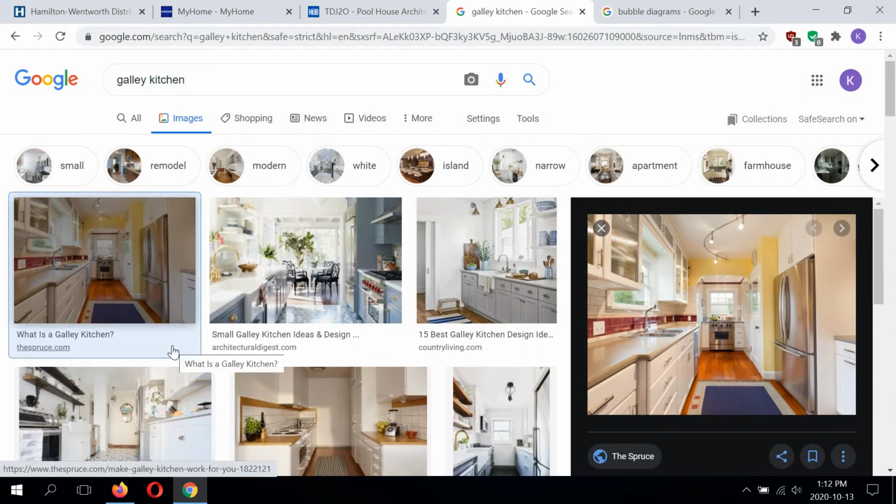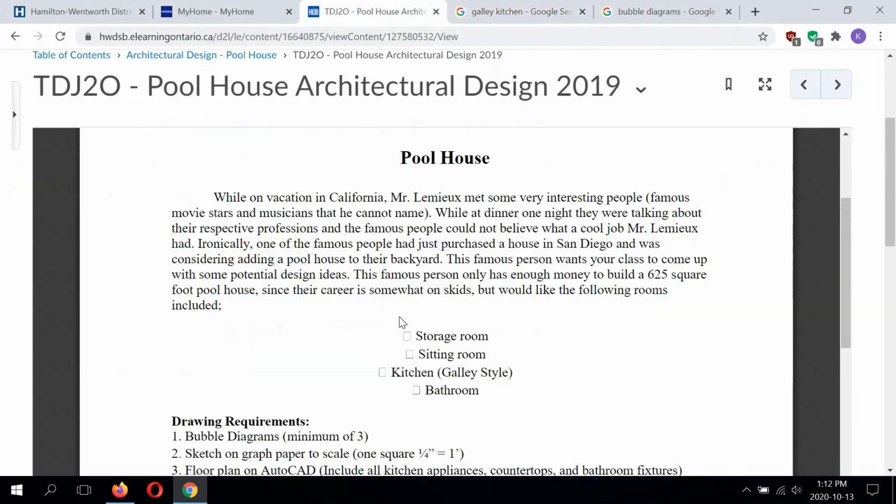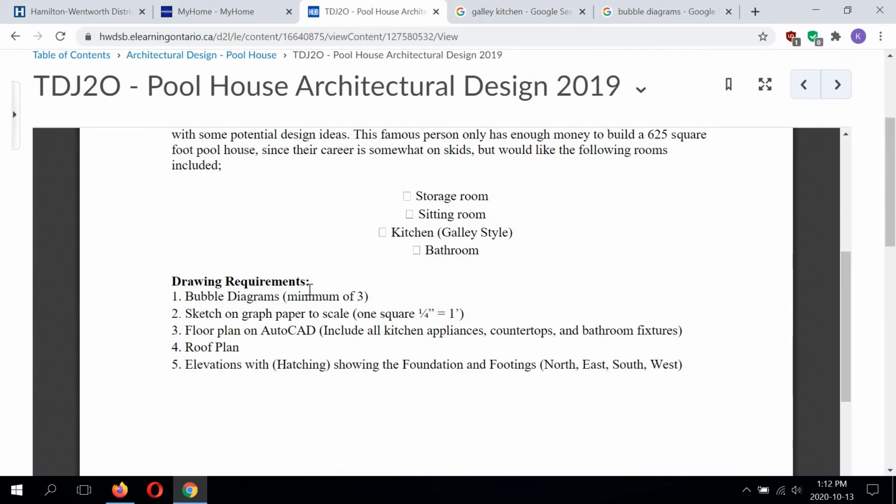All right, so now that we understand what a galley kitchen is, that was step number 2 after understanding the scope of the project. Number 3 is how to get started with preliminary designs. We're going to be taking a look at the bubble diagrams. This is how you're going to get started with your preliminary brainstorming. We're going to be creating at least 3 bubble diagrams. That's 3 different possible design solutions for the pool house.